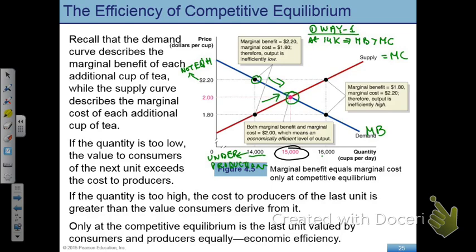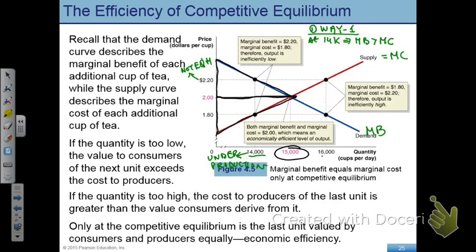Now, if we delete all this graphical stuff and look at this from a slightly different perspective, we know that at the market equilibrium, the surplus of the consumer is the big triangle. The producer surplus is the lower big triangle. And so that's the consumer surplus and the producer surplus that we receive when the market is in equilibrium.